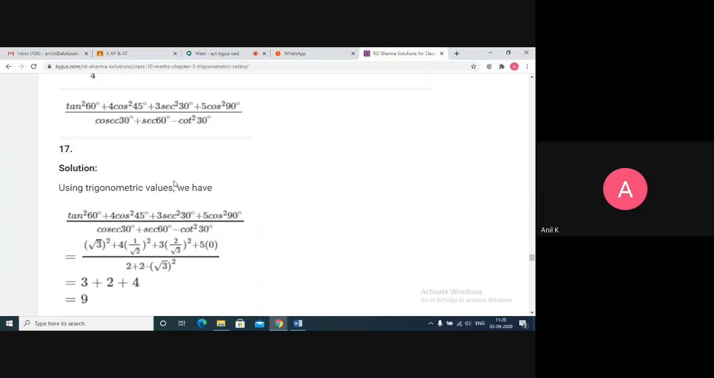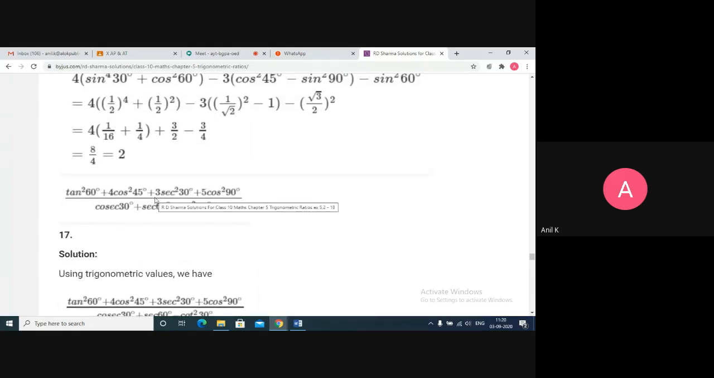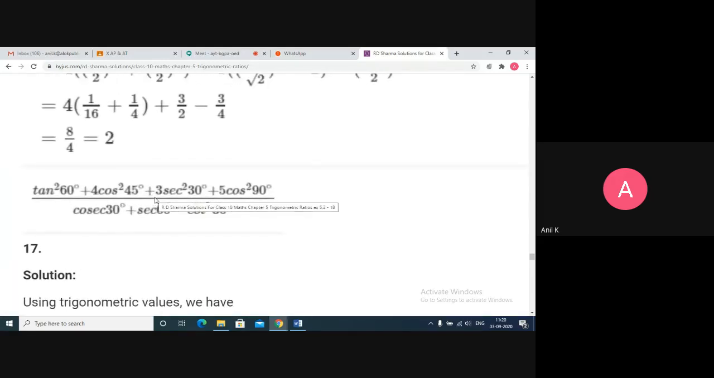Like here it is question number 17. Can you try this one? All of you try this question. Tan square 60 plus 4 times cos square 45 plus 3 times sec square 30 plus 5 times cos square 90 upon cosec 30 plus sec 60 minus cot square 30. I keep this screen on. I want everybody to solve and let me know the answer. It's 11:21. You take 2 minutes.